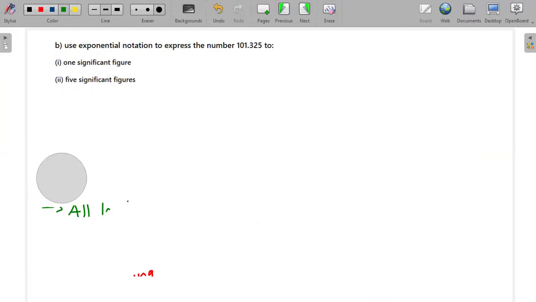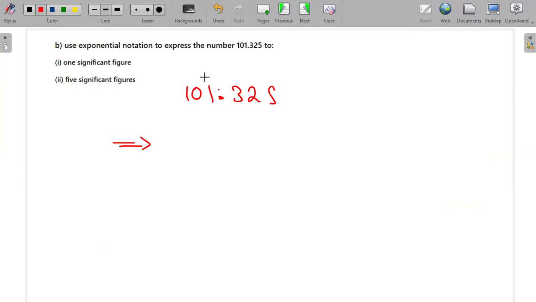Now they want us to express whatever they have given us there, which is 101.325, as a number that has 1 significant figure. So how can I do that? I'll just express it in exponential notation. I'll move this point 2 times, so it will be 1.01325 multiplied by 10. Since I was moving to the left and I've moved 2, this will be to the power 2.